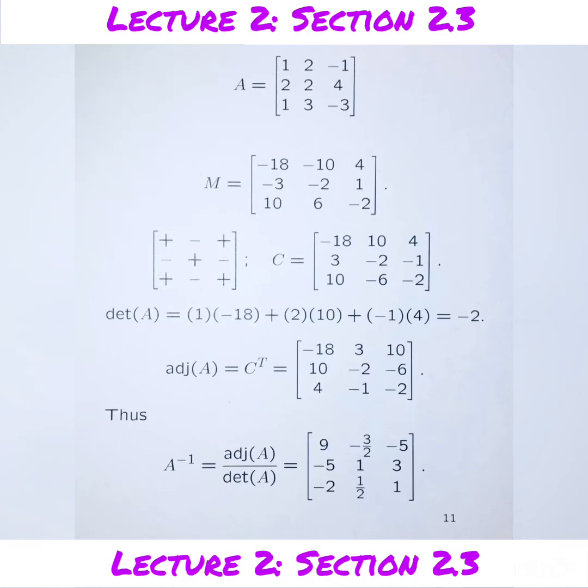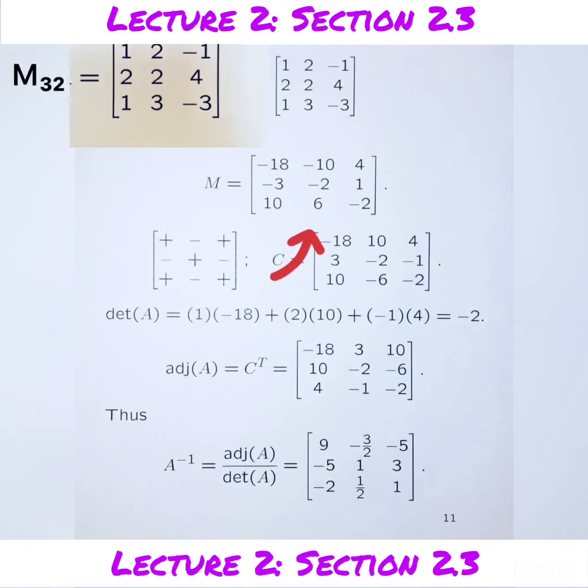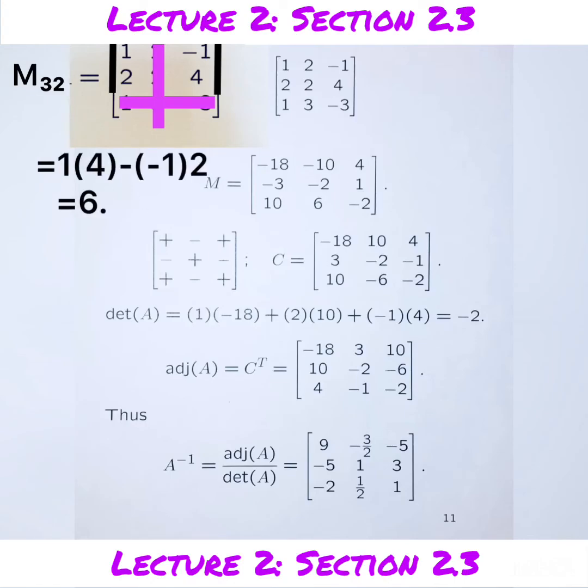Alright, so let's calculate another entry. I'm going to calculate the entry in M that lies in the third row and second column, given by M subscript 3,2. How do I get it? Take the matrix A, cancel the third row and the second column, and take the determinant of that resulting matrix. That can be easily calculated as 1 times 4 minus 1 times 2, which is 6.